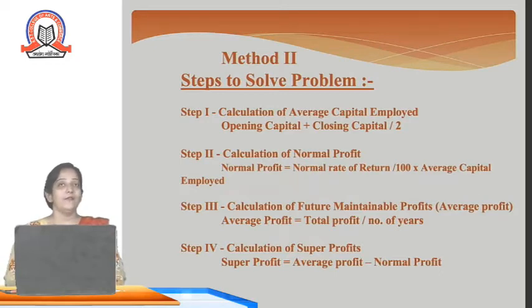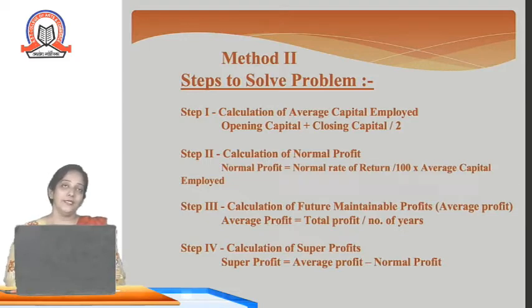Possibly I have written one of the formulas here, which is opening capital plus closing capital divided by 2. That is the basic formula for calculating the average capital employed in the business. Now in the second step we have the calculation of the normal profit. In the question we will be given the normal rate of return, that is, on average how much rate of return an industry in general is earning. So that is given in the question.